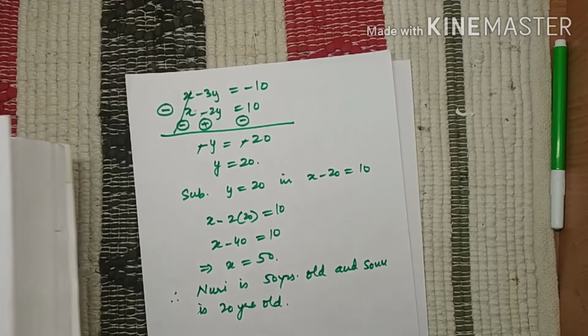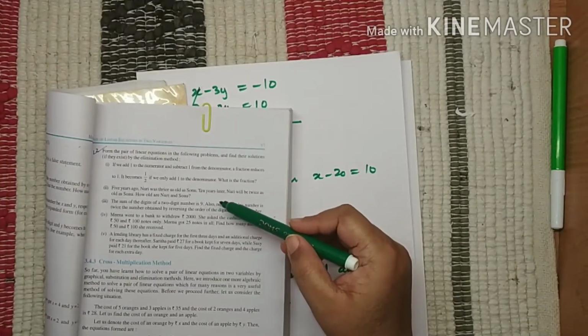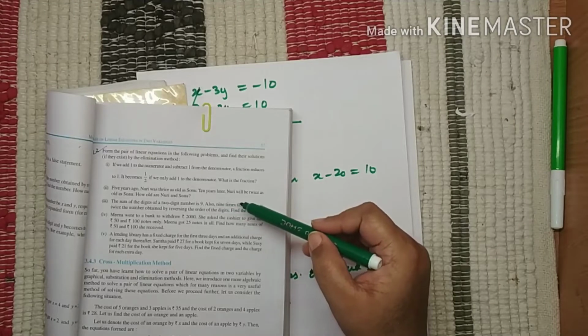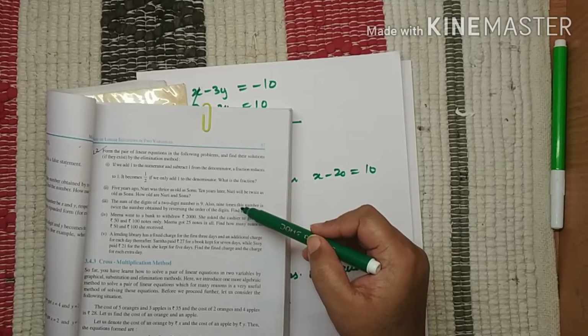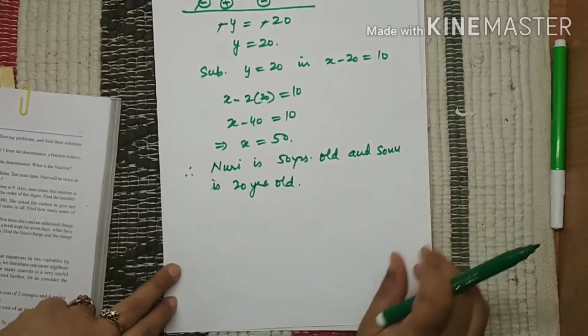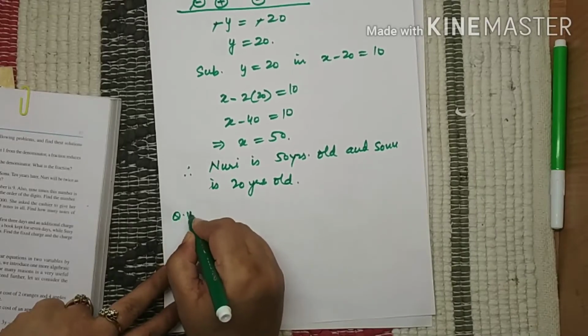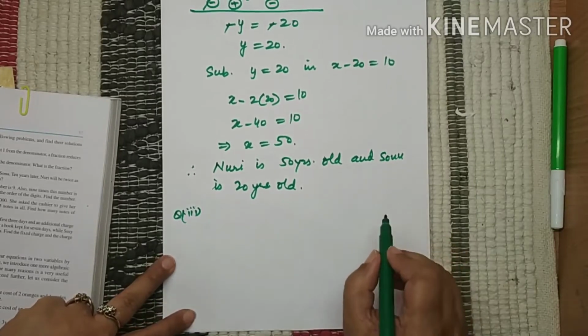Next question, children: the sum of the digits of a 2-digit number is 9, and 9 times this number is twice the number obtained by reversing the order of the digits. Find the number. So actually in the question, what is given? It says sum of the digits. Let the digits be x and y.